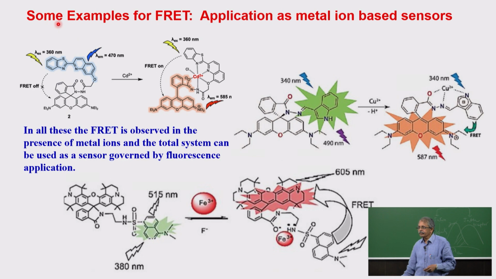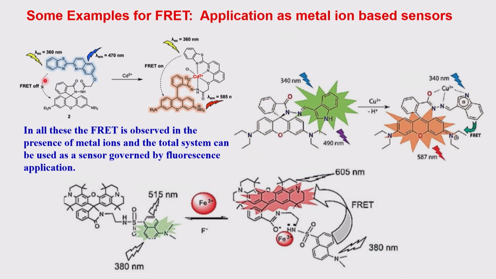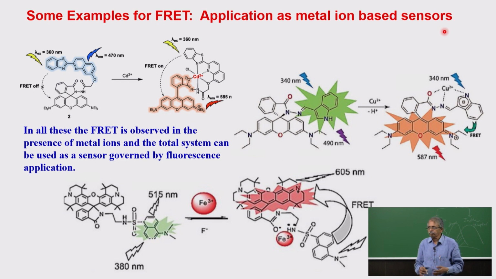And these things can also act as sensors for that particular metal ion. So that means your FRET process is not just for a basic understanding purpose, but converting this process into an application. Look at the top left panel, and there is a molecule. This molecule can take up an energy of 360 excitation, and this emits at 470. So the excitation is coming from this and the emission is coming from here.